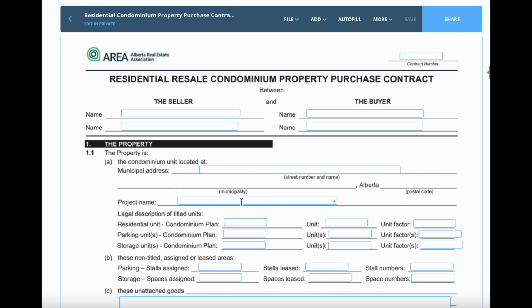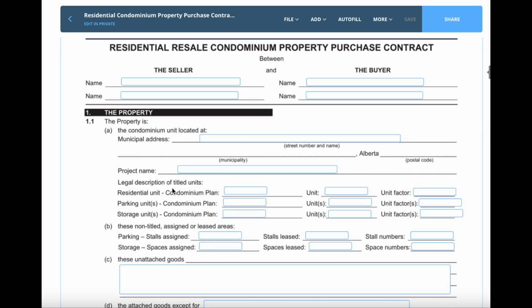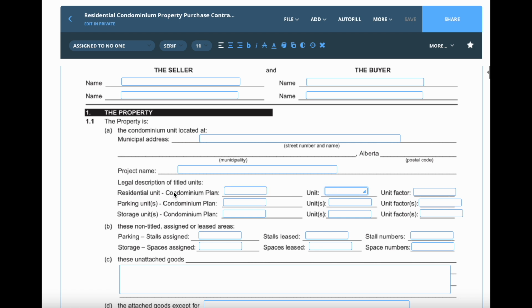So if you're living in a condominium complex, sometimes they have beautiful names like the Waterfalls of Varsity or something more poetic. Then these numbers are the plan, unit, and unit factor number. These are numbers that we are taking from the land title. Very important to put these in here. Do not be confused if the unit number is different than the municipal address number.